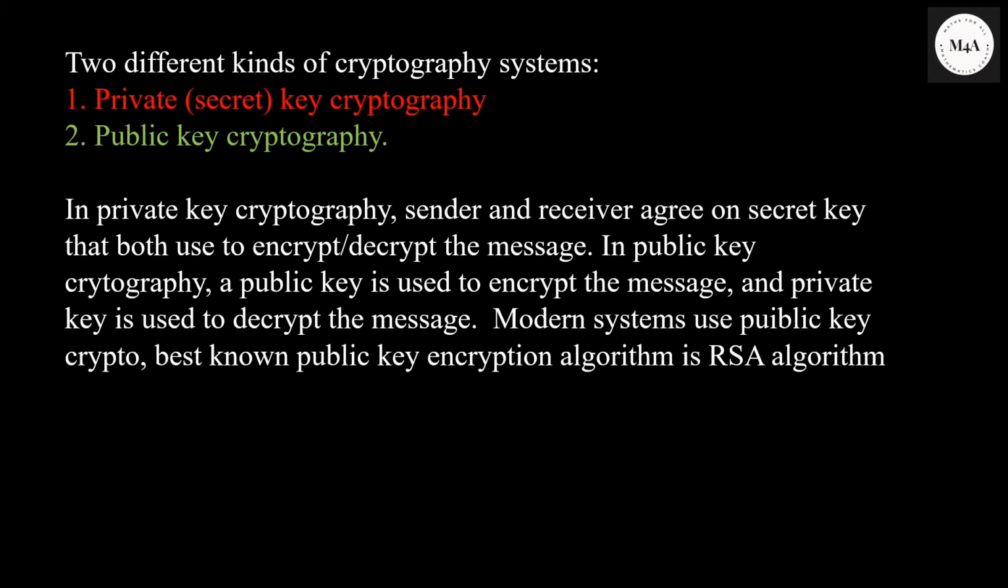Modern systems use public key cryptography. The best known public key encryption algorithm is the RSA algorithm. RSA is a part of cryptography, and we use it for public key encryption. Basically it is called an asymmetric cryptographic algorithm. Asymmetric cryptographic algorithm means it has two keys, public and private.